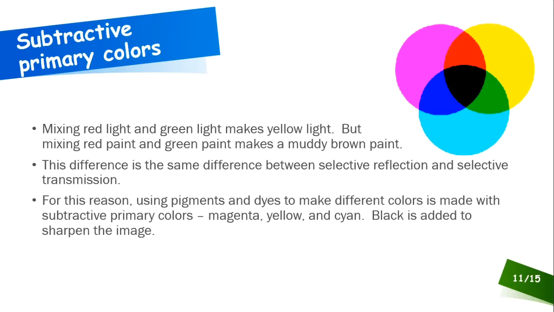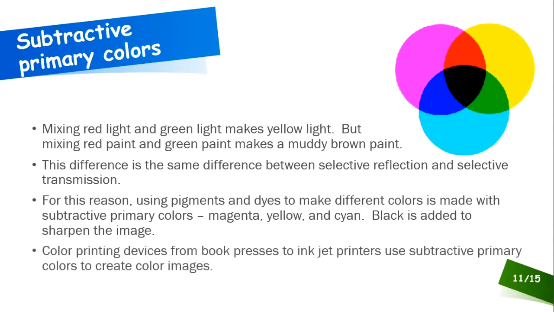And black is there in the middle, the combination of everything, and we'll often add that when we're printing something in order to sharpen the image out. If you've ever had to replace the inkjet cartridges in a modern day printer, inkjet printers use subtractive primary colors to create images. This is why you've got those three colors there, magenta, yellow, and cyan. You've got cartridges for each of those colors because they're using subtractive primary colors.